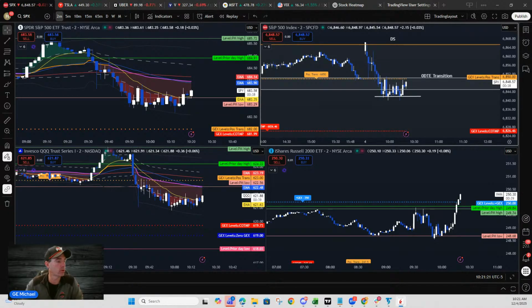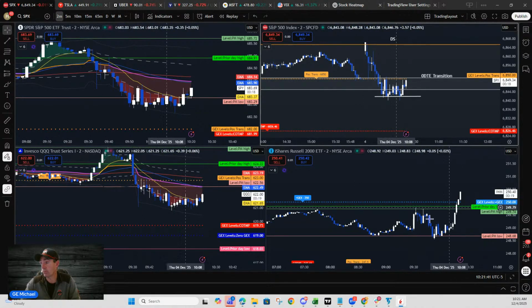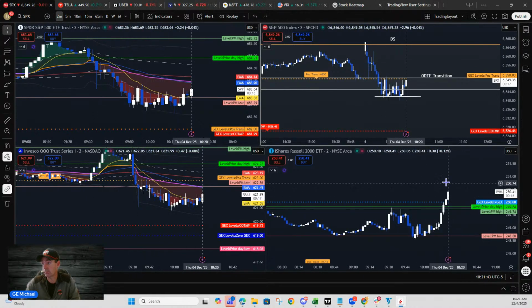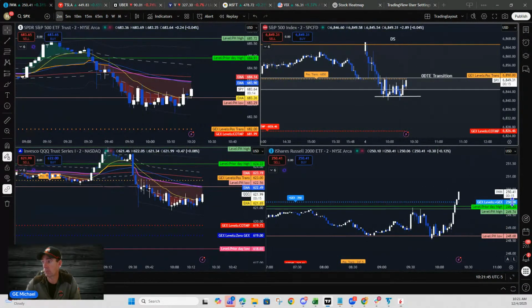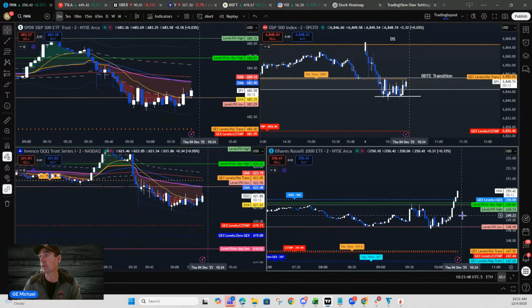IWM pretty strong. Yeah, so that's key information. When we moved above the plus GEX level, it's showing speculation to the upside quite a bit there on IWM.